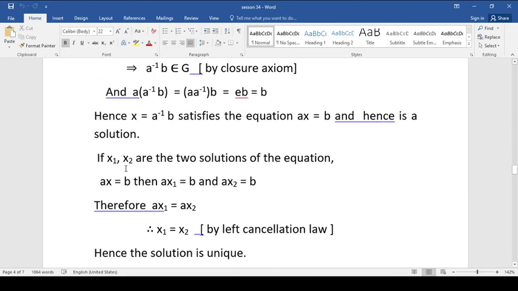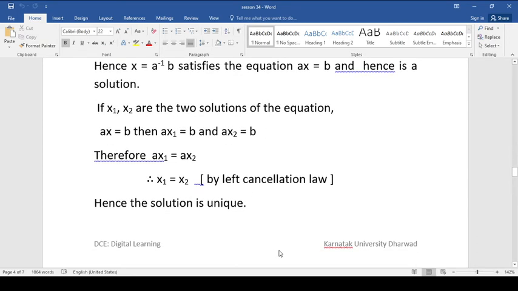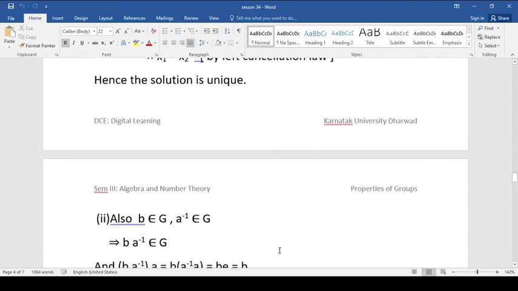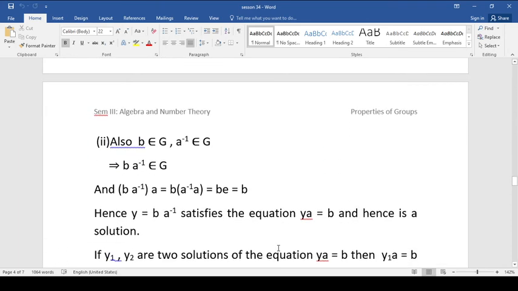And if x1 and x2 are two solutions of the equation Ax is equal to B, then Ax1 is equal to B and Ax2 is equal to B. That means we can say that Ax1 is equal to Ax2, and using the left cancellation law we get x1 is equal to x2. Hence the two solutions are equal, and the solution is unique. So consider the second one.